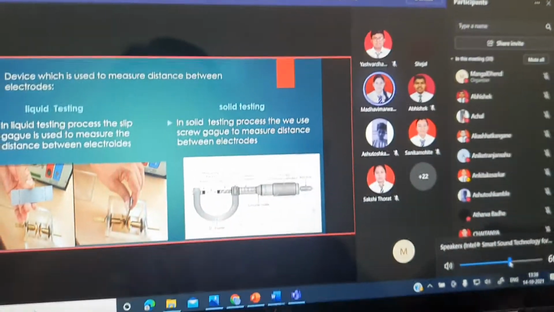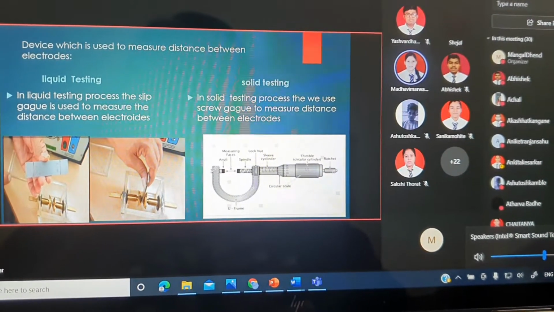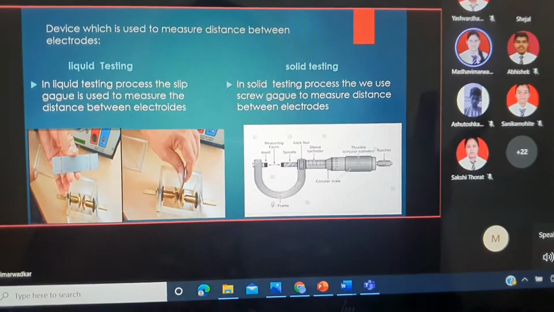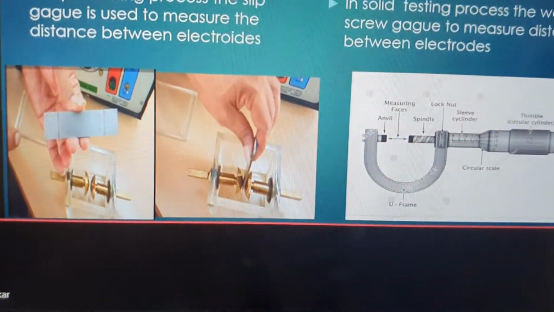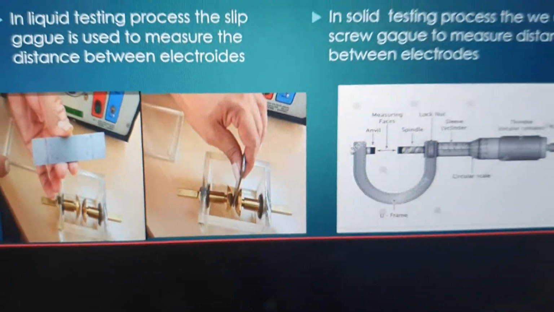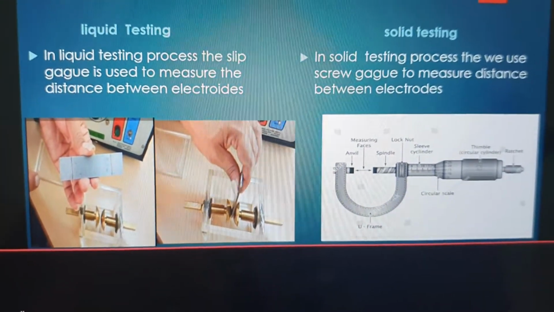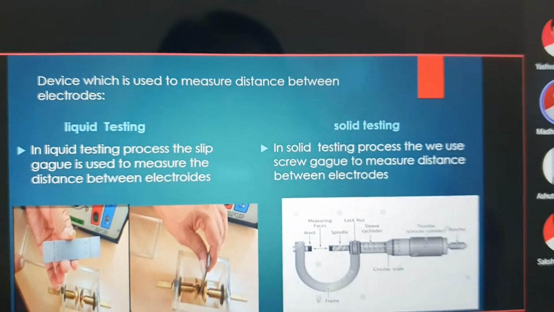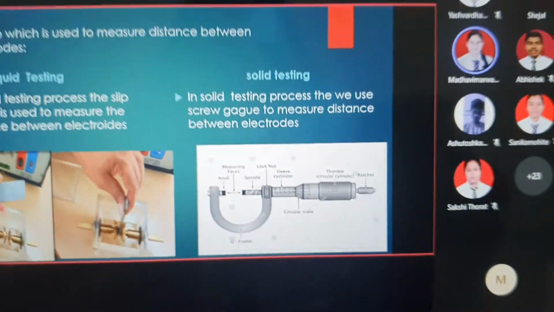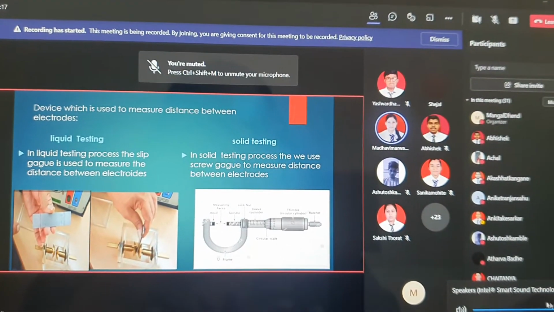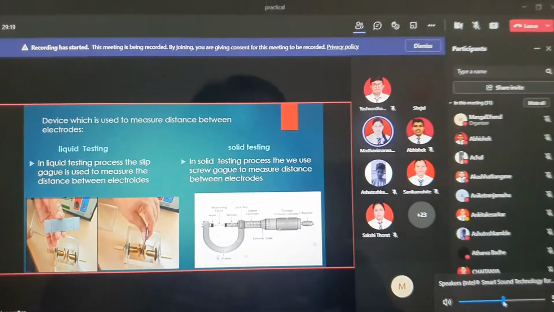So the next is the device which we use to measure the distance between electrodes. In the liquid testing process, the slip gauge is used to measure the distance between electrodes, and you can see in the below pictures how the slip gauge looks, and how by using that slip gauge we can measure the distance between electrodes. It is very easy to measure the distance between electrodes by using the slip gauge.